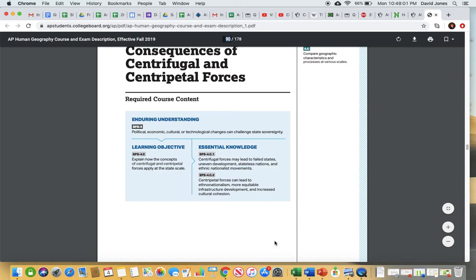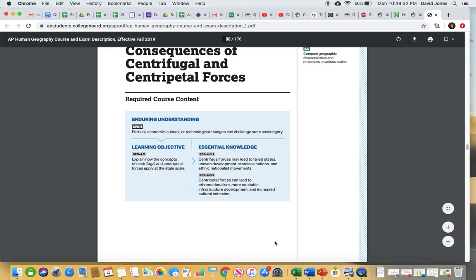So centrifugal forces can lead to failed states. It says here uneven development, stateless nations, and ethnic nationalist movements. Big thing I want you to remember is that any sort of difference in people, whether it be people who speak different languages, people who practice different religions, people who have different elements of culture, can be centrifugal forces. They can drive people apart. They can force people to care more about their individual differences than they care about a country as a whole.